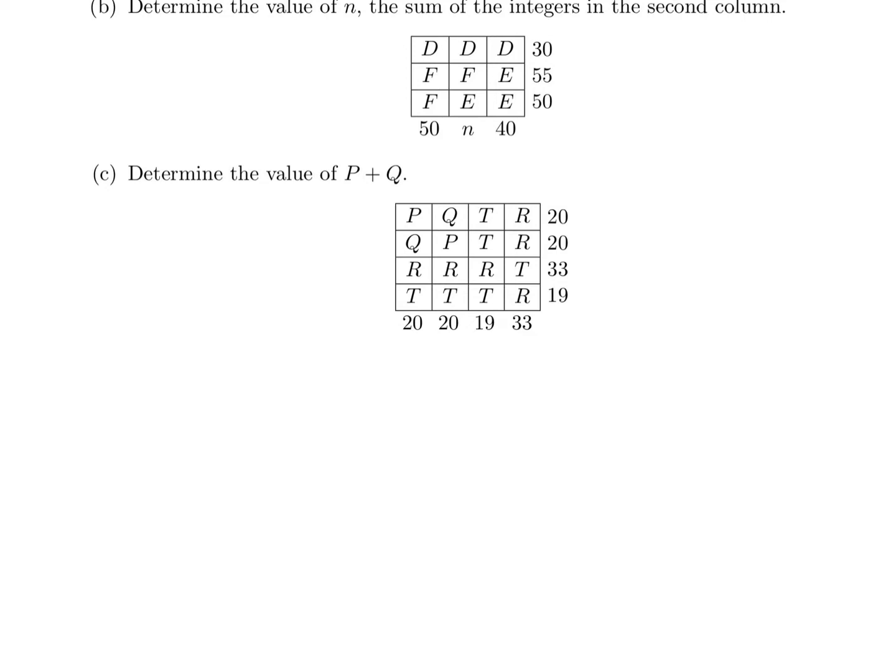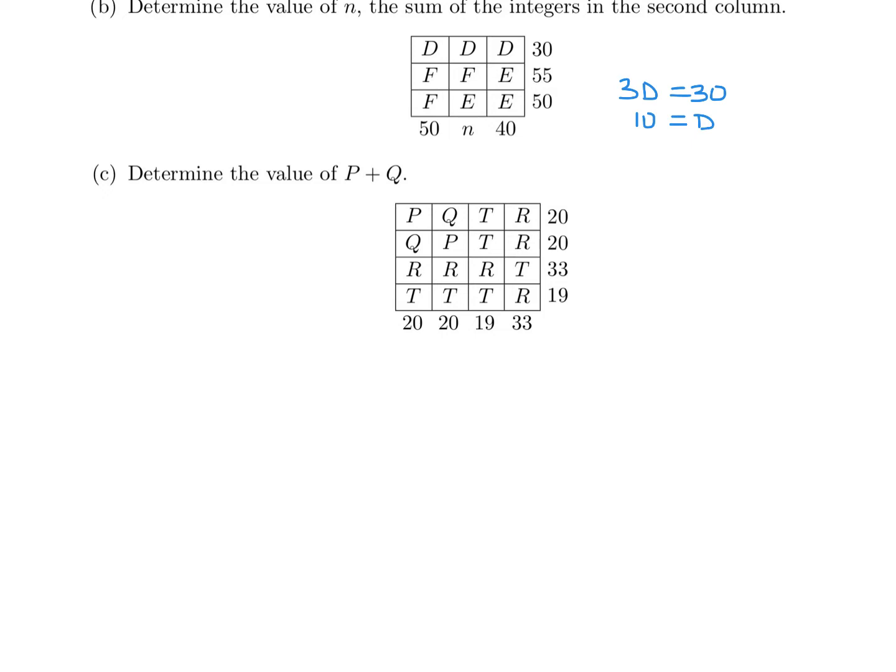Part B, determine the value of n, the sum of the integers in the second column. So here's n right there. Okay, well, from the first row, I get that 3d is equal to 30, so therefore d is equal to 10.